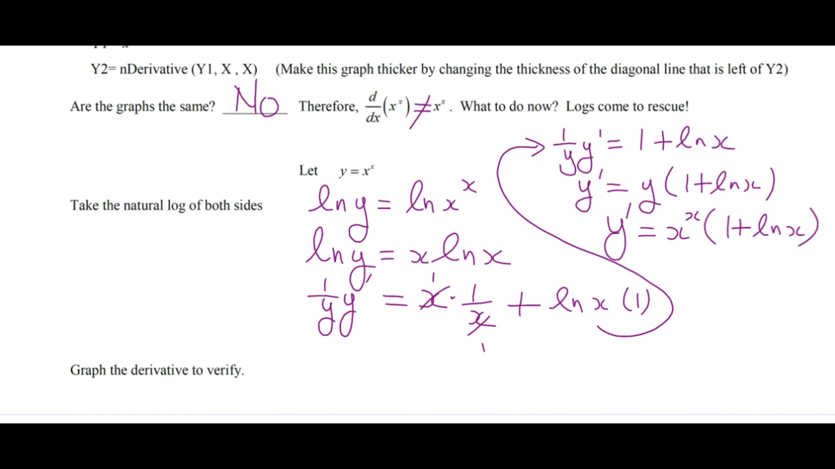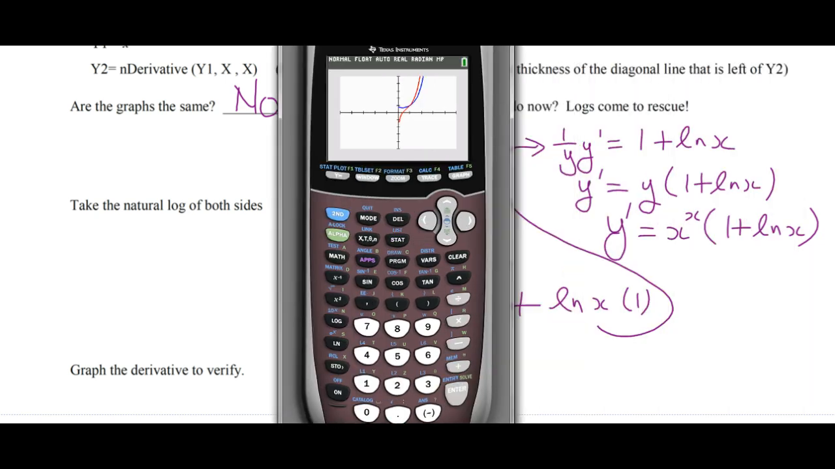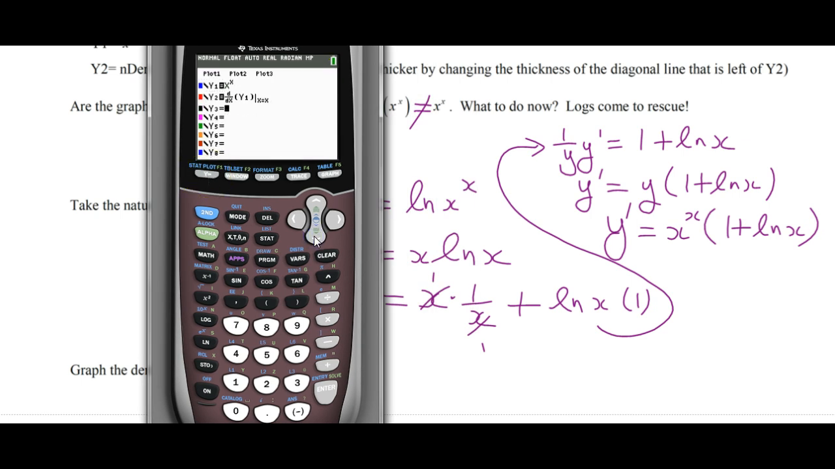Graph the derivative to verify. Okay, x to the x, here, I'll slide this over here. So we want to graph y1 and then 1 plus ln x. This is black, so black should overwrite red. Well, that's why I hate this. Or maybe I need to type in x to the x. Blue. It's slow. It's got to actually calculate it.